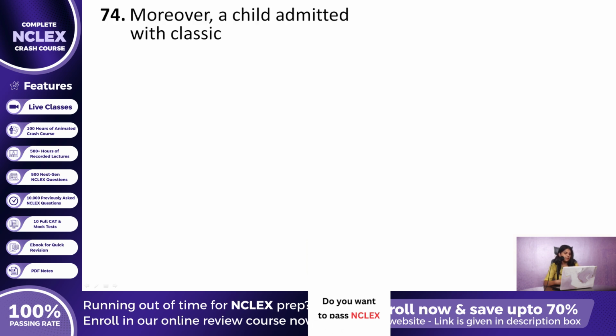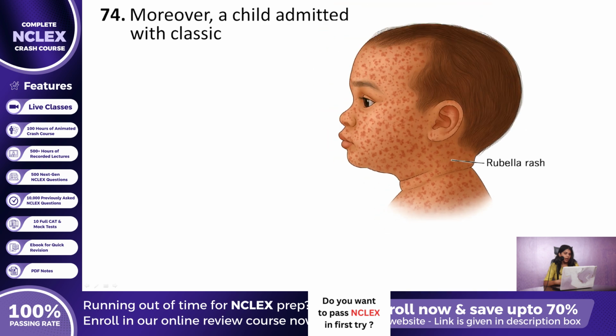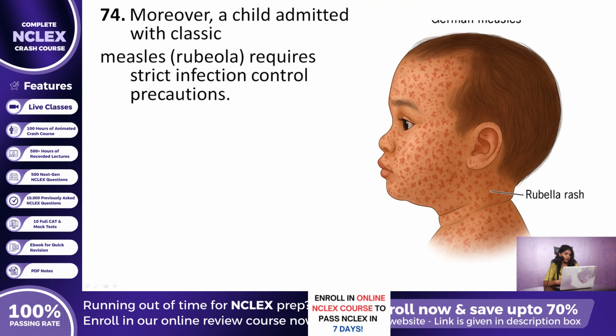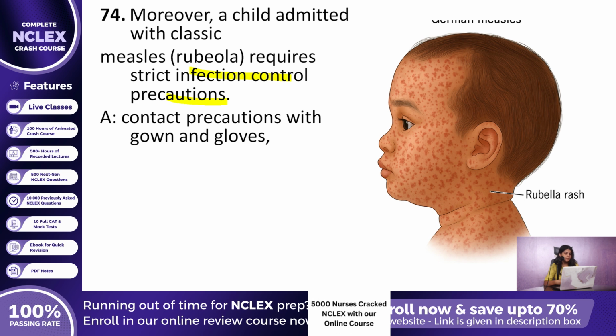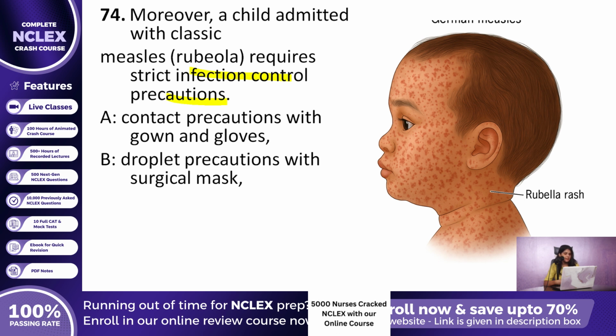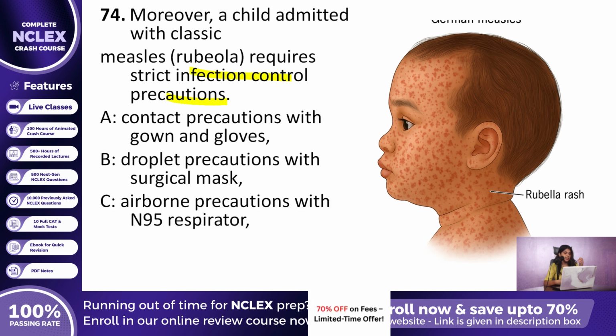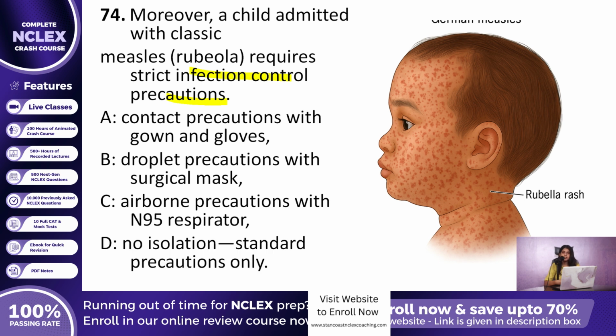Moreover, a child admitted with classic measles, rubeola, requires strict infection control precautions. The options include A. Contact precautions with gown and gloves, B. Droplet precautions with surgical mask, C. Airborne precautions with N95 respirator, or D. No isolation, standard precautions only.